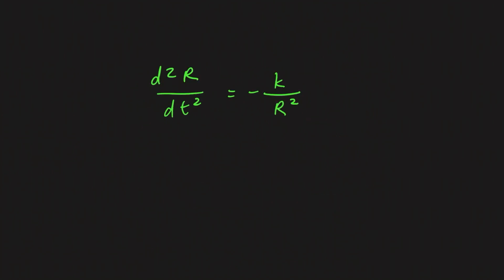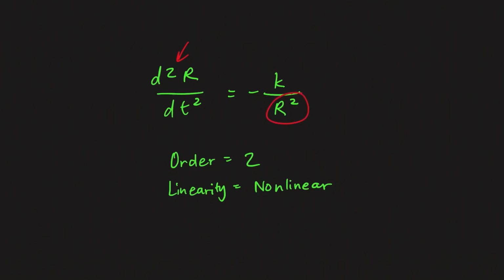For this equation, the order of this is, as you can tell already, second order because of this. The linearity of this is non-linear, and it is because of the r squared. And it is non-linear because the power of the r here, which is y in general, is 2 instead of 1.